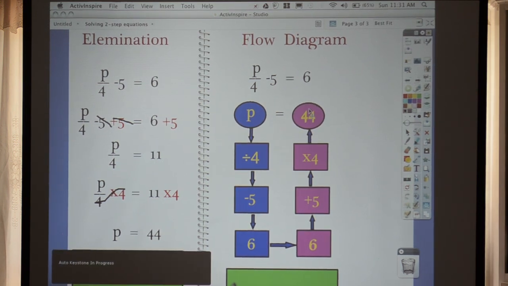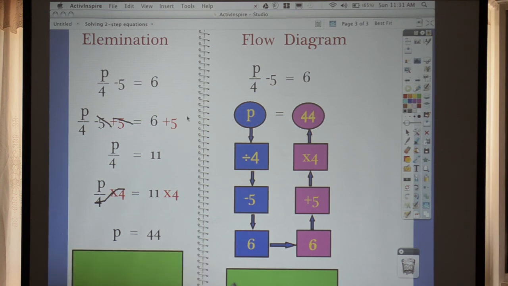So you see, no matter which method we use, as long as we follow the correct steps, we will get it correct.